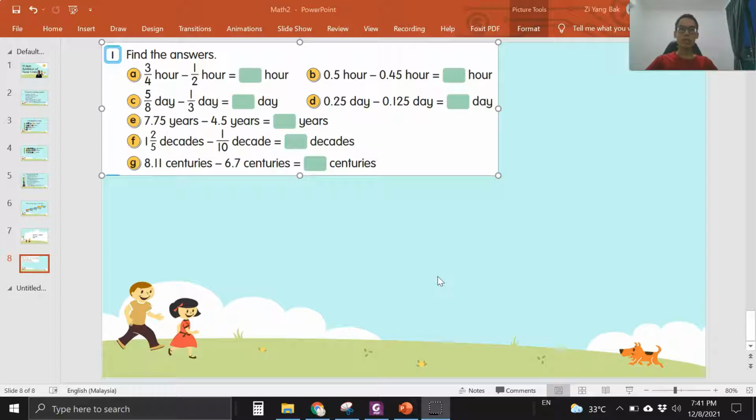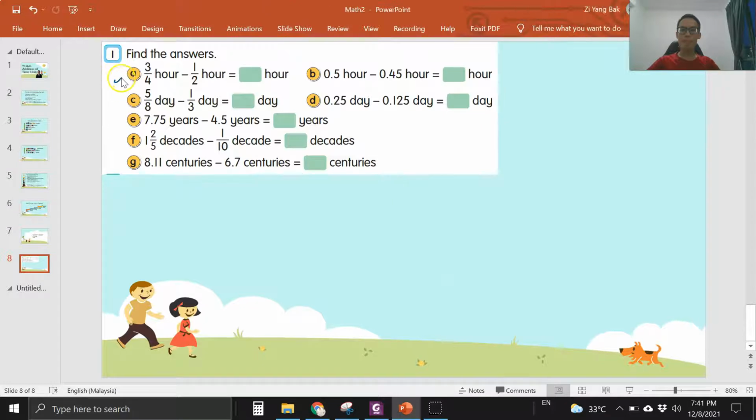Okay, please look at the homework that I gave you on Wednesday. So I'll ask you to do part 1, question 1. Now you can see that the question is asking for hour and everything is already in hour. So what you have to do is make the denominator the same.